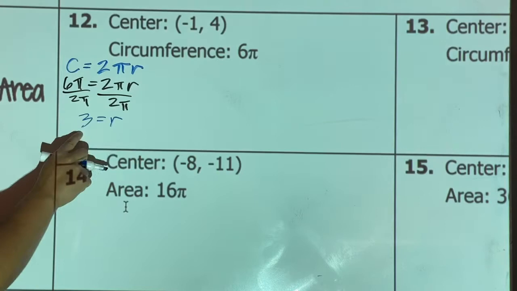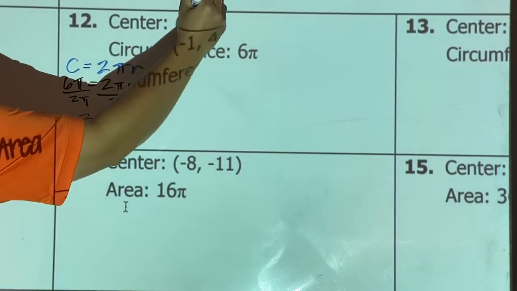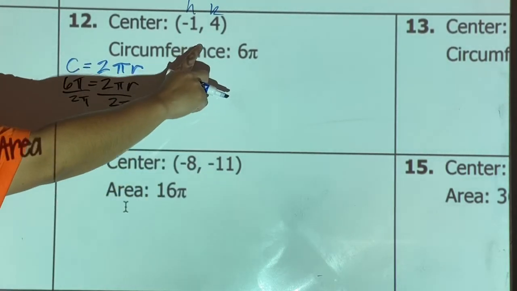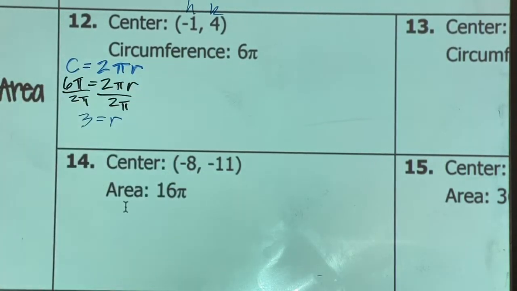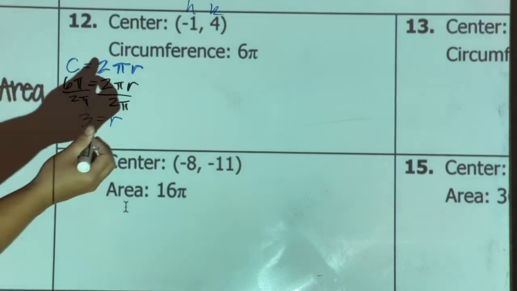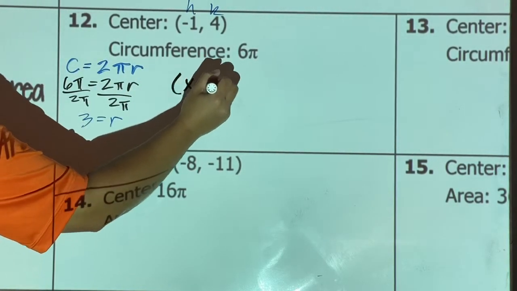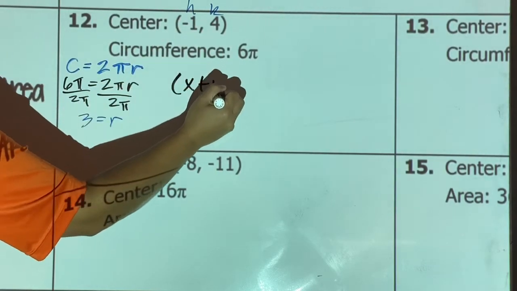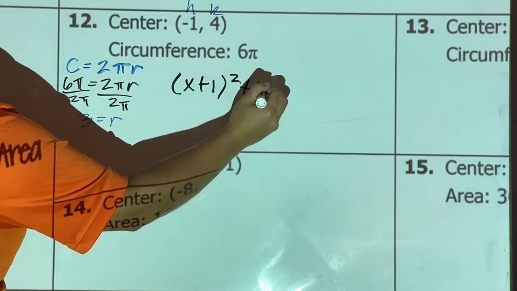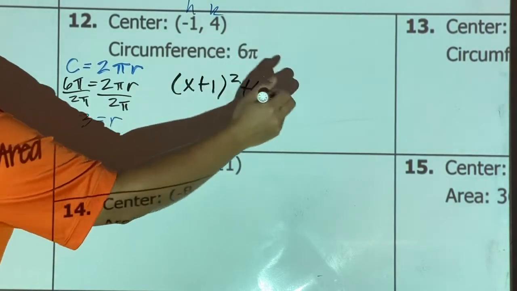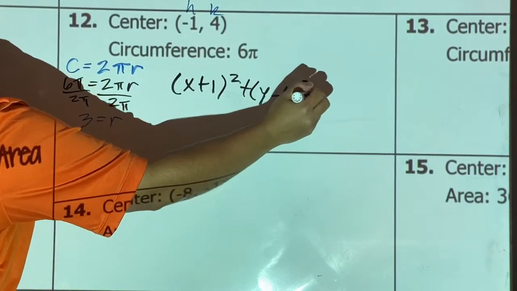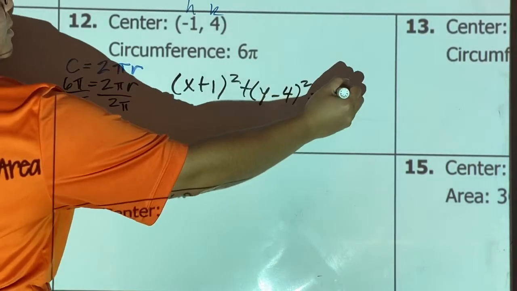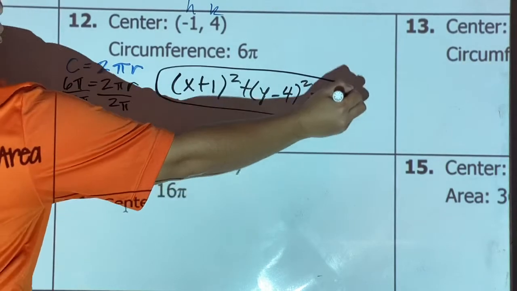So that means that the radius is 3, and the center, my h and my k, are going to be negative 1 and 4. So that way I can write out my equation, right? So again, you always start off with x minus, and then h is negative 1, so this becomes positive 1 squared, plus y minus 4 squared equals, and then the radius is 3, so 3 squared means that that's going to be 9. So this here would be my equation.